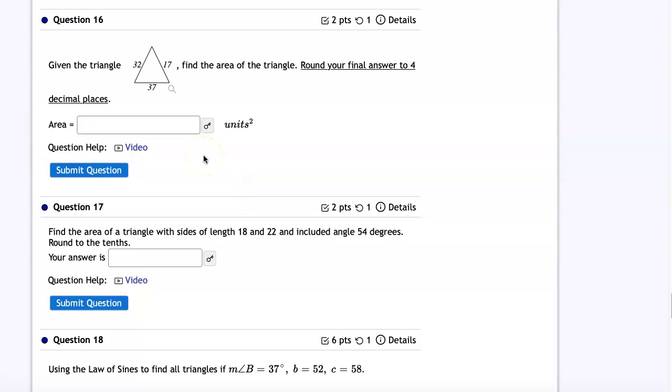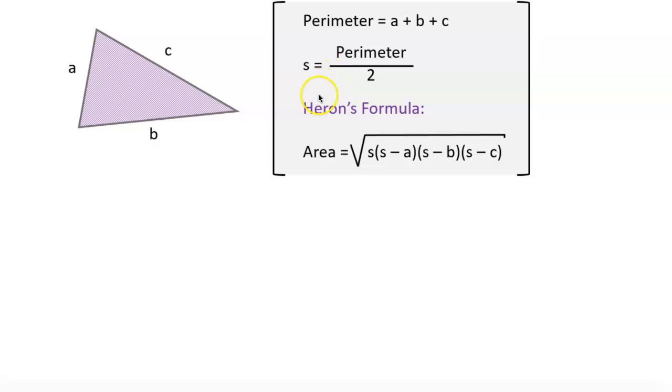So now we continue with question number 16. We have a triangle with 3 sides given, and we are to find the area of the triangle. To do that, we're going to use Heron's formula. First, we just need to find the semi-perimeter, adding the 3 sides and dividing by 2. Once we know the semi-perimeter, we're going to then replace it into this formula here for S.